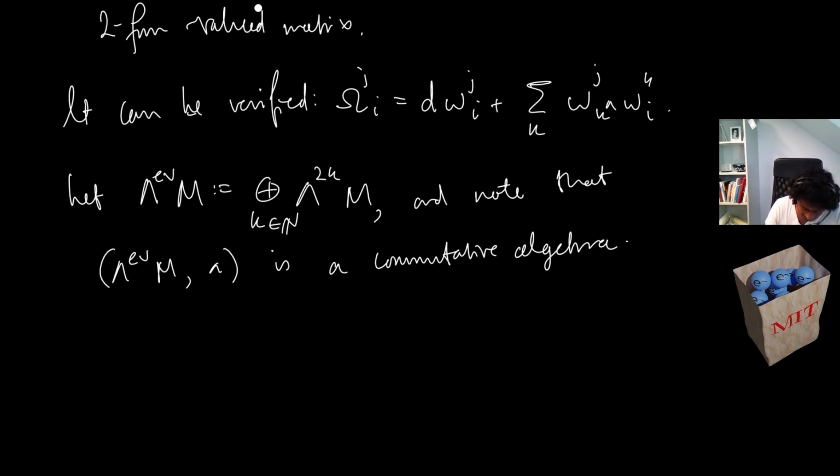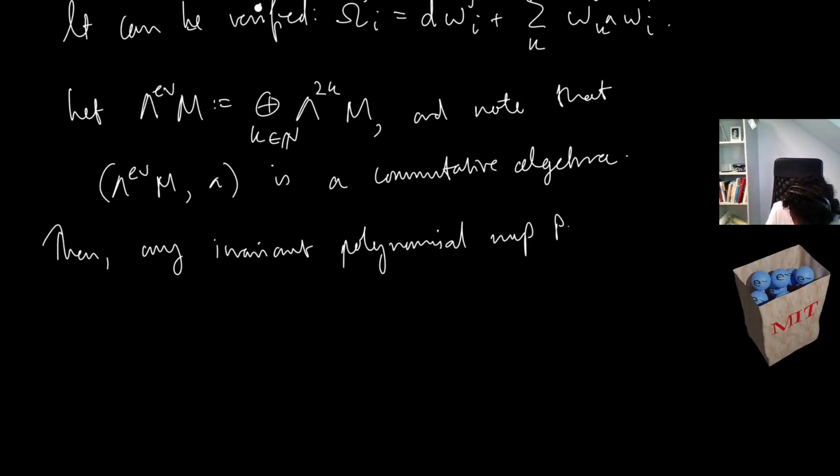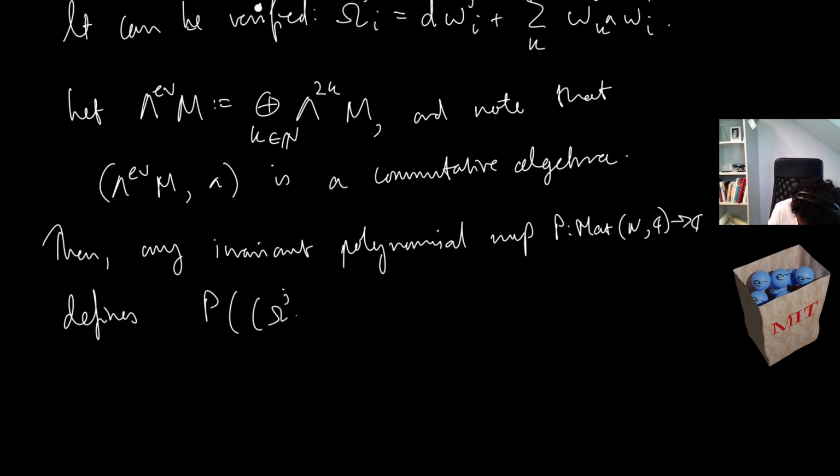Okay, so then any invariant polynomial map P from the matrices M_n(C) to C defines P of this now matrix, but now it's going to be in the even algebra, right? So the point is wherever there's a product, so the polynomial map is going to have some products in there, some scalar products, and that gets replaced by the wedge product in the commutative algebra.